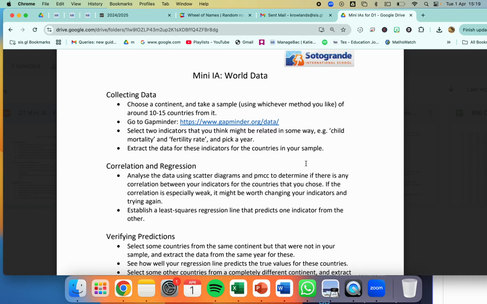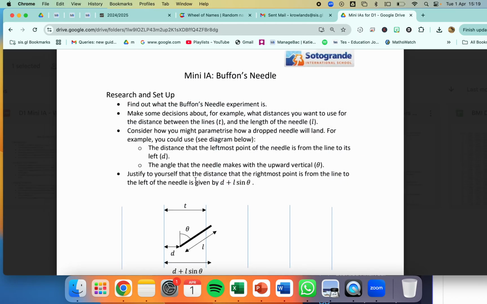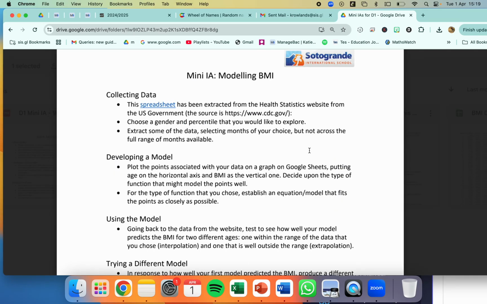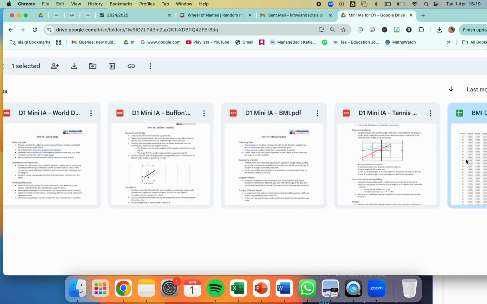Another thing that's really important is having a look at the next IA, which is Buffon's Needle. In Buffon's Needle, this IA is about angles. So if you like understanding about angles, this is a great one to do, and it's analysing sine, cos and tan. If we're going to go on to the next mini IA, this is about analysing BMI using a spreadsheet in the folder. So the spreadsheet associated with this is here.